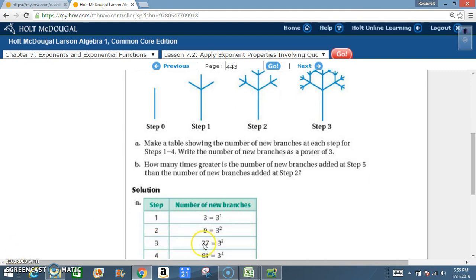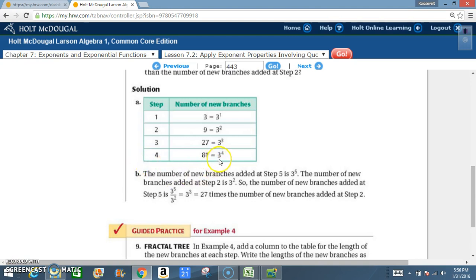Now notice in step 3 we have 27, and 27 will equal 3 to the third power. In step 4 we have 81, that'll give us 3 to the fourth power. And then for the fifth step we should have what? 3 to the, that's it, fifth power. Now that's going to be explained in part B. So the number of new branches added at step 5 is 3 to the 5th. The number of new branches added at step 2 is 3 to the 2nd. So 3 to the 5th divided by 3 to the 2nd is going to equal 3 to the 3rd, and 3 to the 3rd is equal to 27. That's going to be 27 times the number of new branches added at step 2.